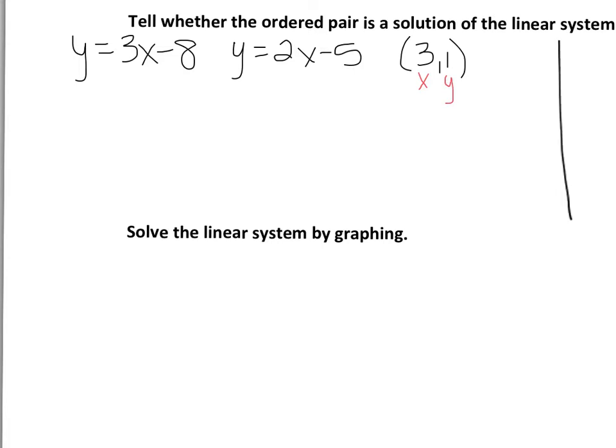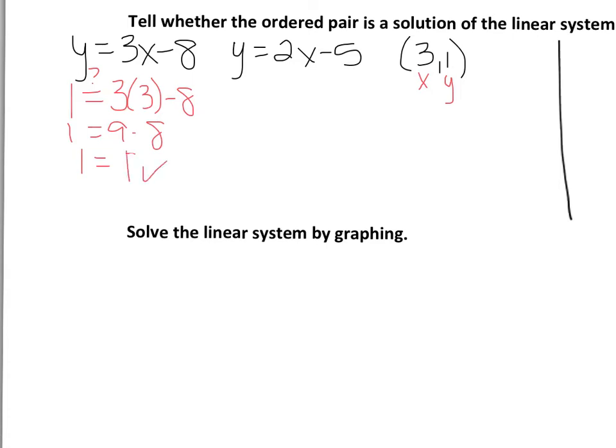So what I'm going to do is take each of my equations, plug 3 in for x, 1 in for y, and see if it works. So for that first one, if I plug 1 in for y, 3 in for x, I'm checking: are these equal? And hopefully you see that they are equal. 1 equals 1. So it works.